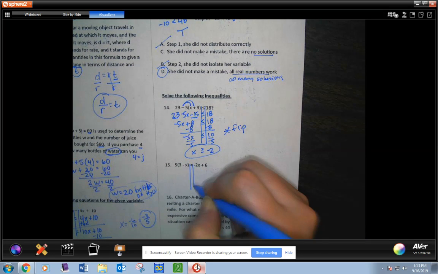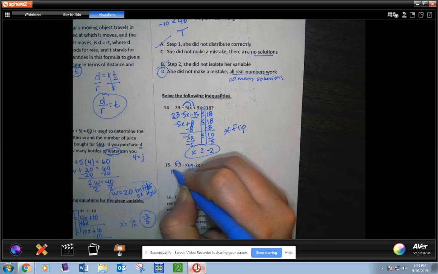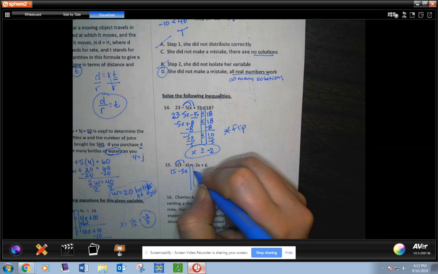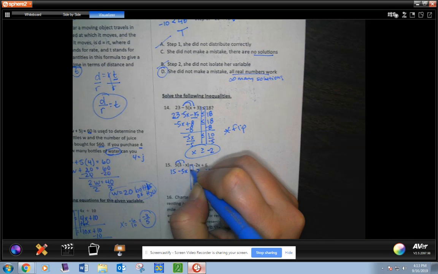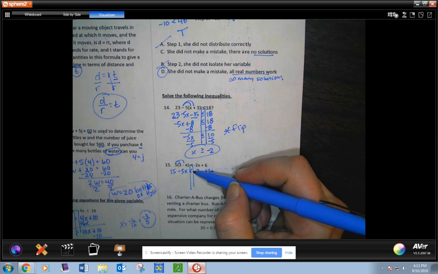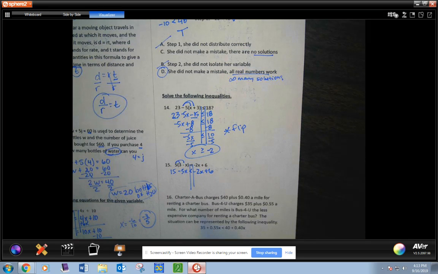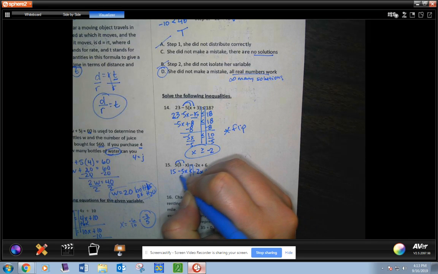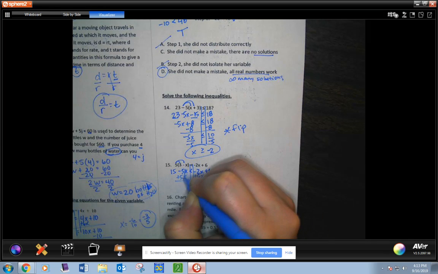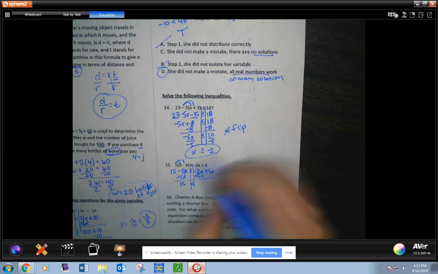For the second inequality, 5 times 3 is 15. 5 times negative x is a negative 5x. The other side doesn't have distribution, so I just bring it down. Okay, from here, nothing on the left will combine, nothing on the right will combine, so I move my smaller letter. The smaller letter is the negative 5x, so we're going to add 5x. That leaves me with 15 is less than 3x plus 6.